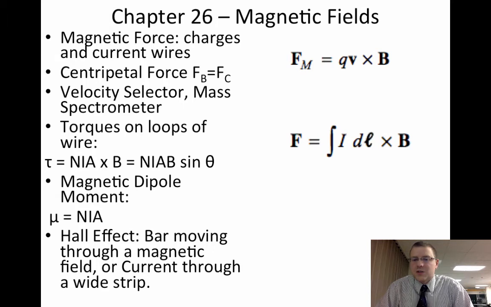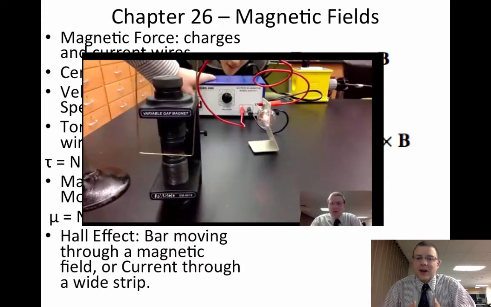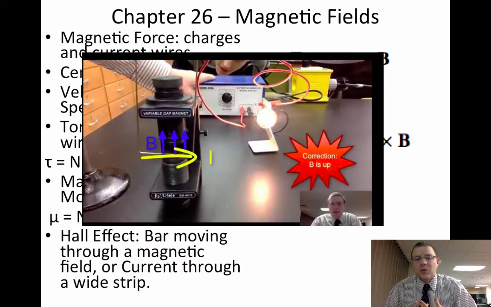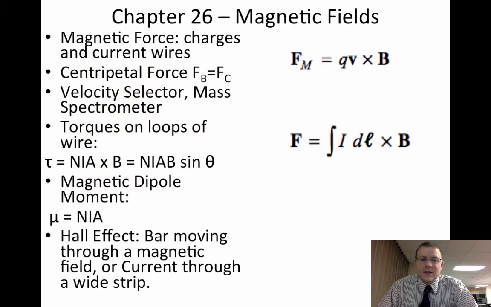You put your fingers in the direction of the current element, the I dL, curl into the magnetic field, and your thumb tells you the force that a current carrying wire feels in magnetic fields. We saw wires jump out of magnetic fields or be pulled into magnetic fields based on this force. We looked at scenarios like the velocity selector, where we were trying to fire charges and have them unimpeded by a crossed magnetic and electric field.